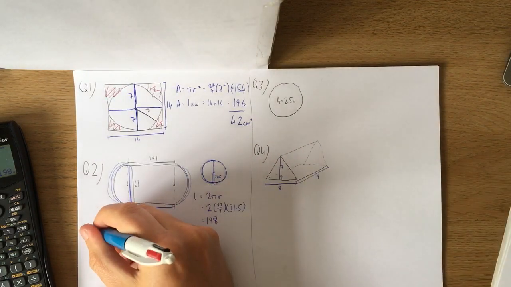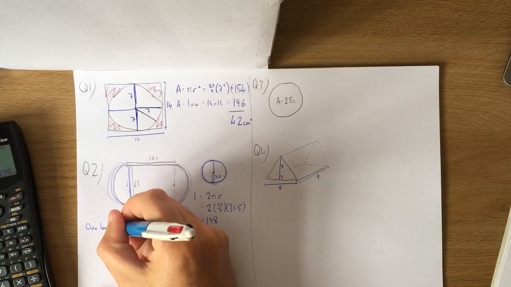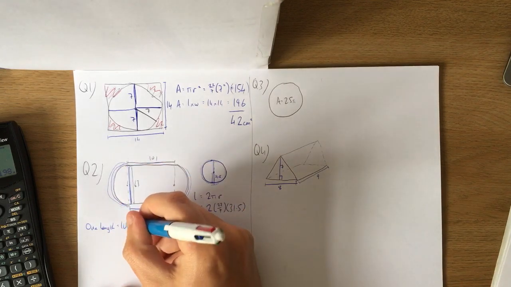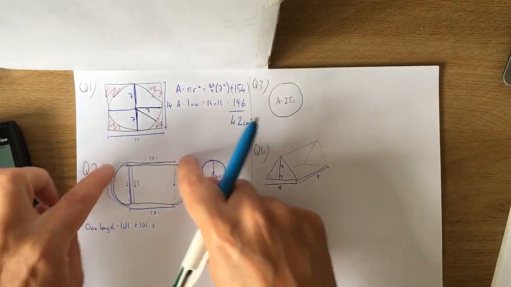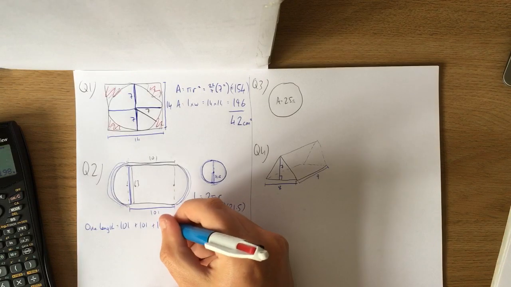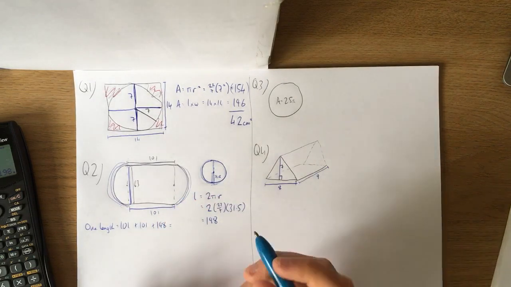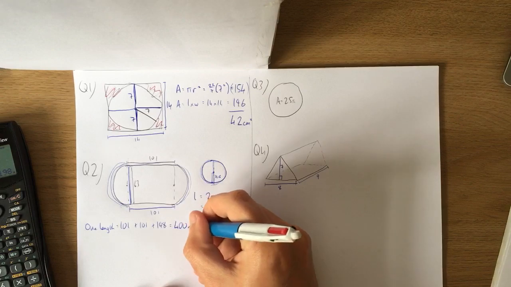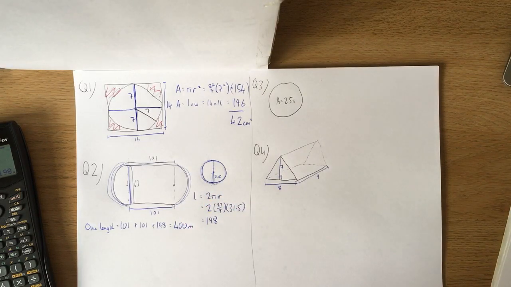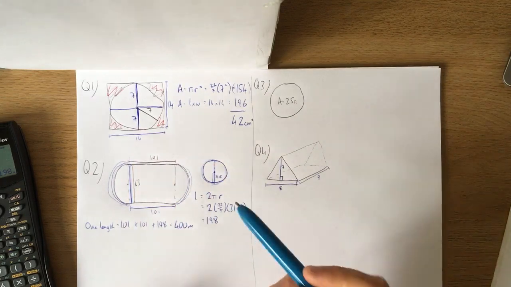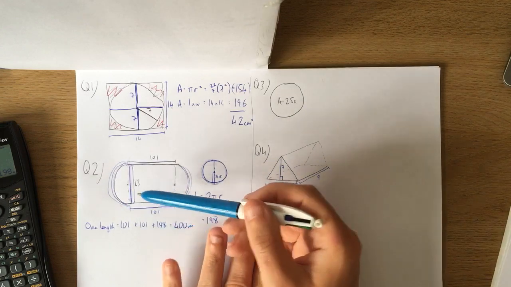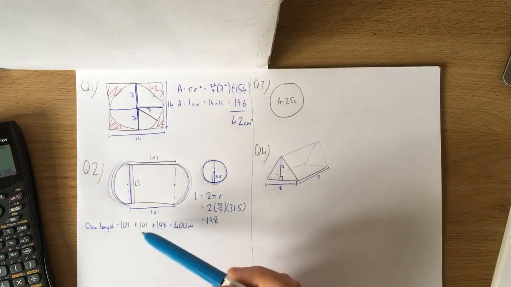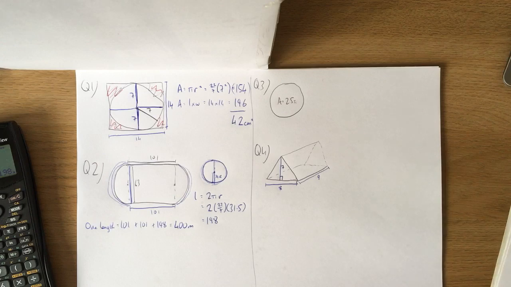Okay, so the length of the track is 101 plus 101 plus 198 for the entire two ends. So if you add those together, you're going to get 400 meters. All right. If you did the semicircles separately, the formula would just be 2 pi r by a half. You do it twice and then add them, and you'll get the same thing in the end. But there's the length of your track.